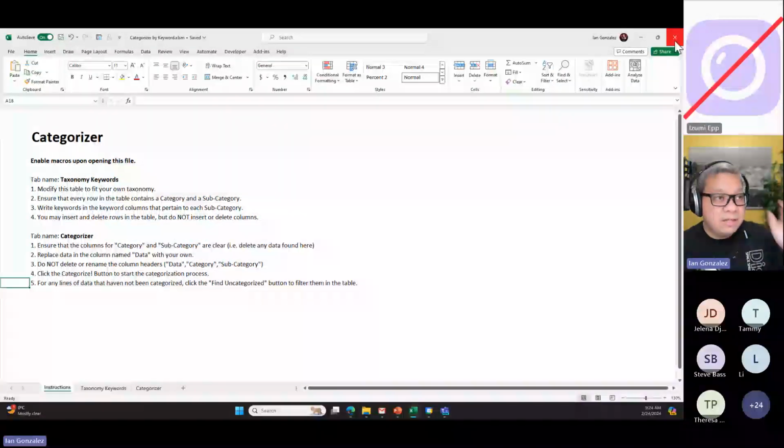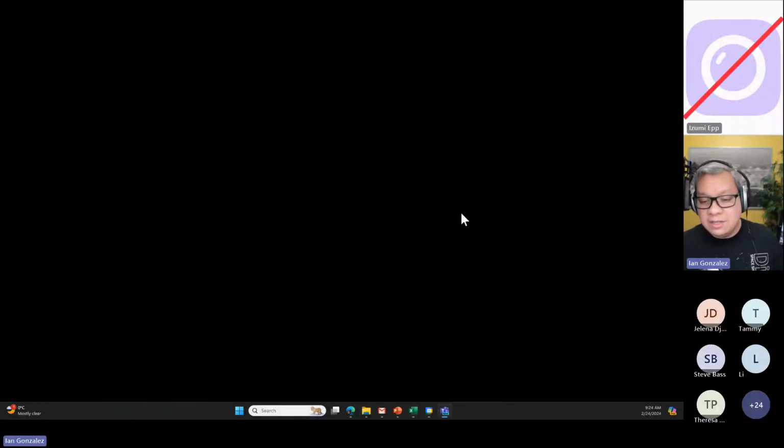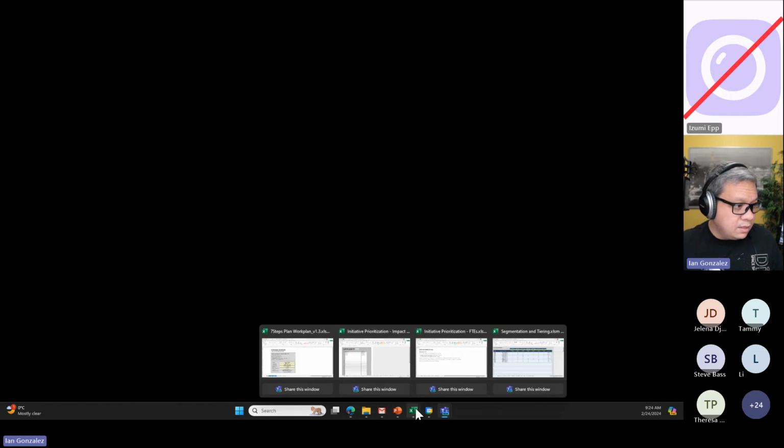Okay, that's the categorizer. I hope you guys have fun. Those that I've given this to in the past have actually used this as the basis for their initial category taxonomy. They've actually built taxonomy thanks to this tool. So you can do this. Now I'll show you the next one.